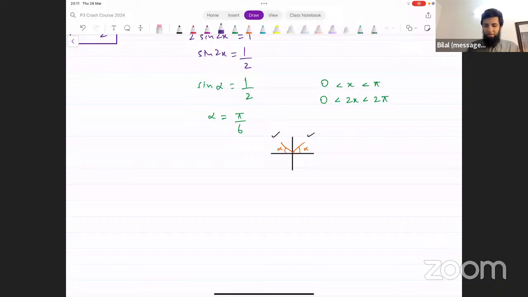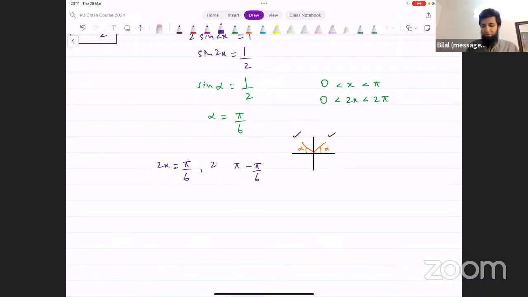So what are the values that we get then? Pi over 6 or pi minus pi over 6. But remember, these are not values of x. These are values of 2x. So we say 2x either equals pi over 6 or 2x equals pi minus pi over 6. And that gives us x equals pi over 12 or x equals 5 pi over 6 divided by 2. That's going to be 5 pi over 12.